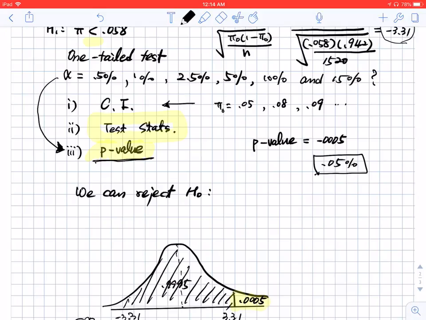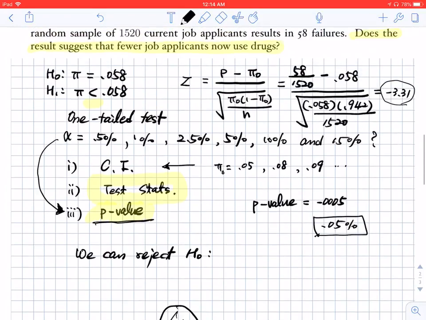And also, we can say that we have strong and sufficient evidence to say that pi is less than 0.058. In other words, we have strong evidence that fewer job applicants now use drugs.